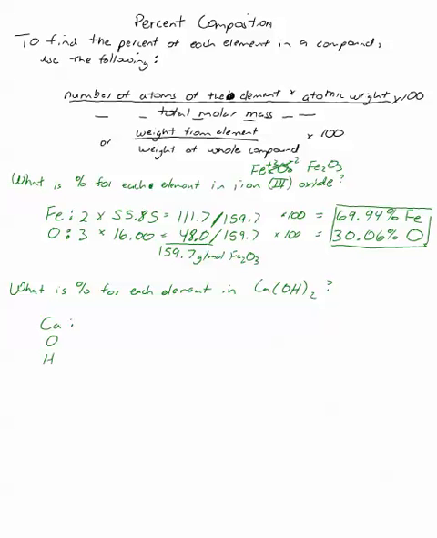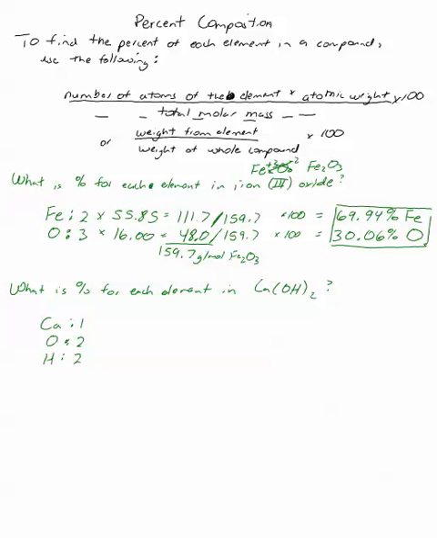How many Cas do I have? I have one of them. How about oxygens? Hey, don't forget the 2 outside. That means we have 2 oxygens. And then lastly, how many hydrogens? I also have 2 there. So that's how much I have of each element.